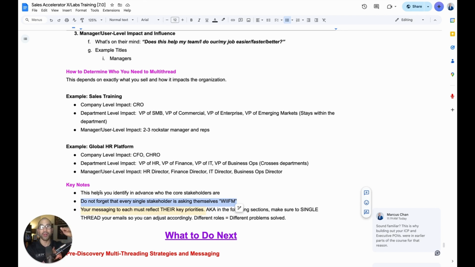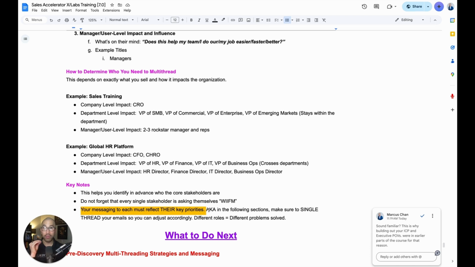At the department level, maybe it's going to be their customer retention rate. And at the company level, they're potentially looking at, hey, what's our net revenue retention? So they look at very different things because of what they're going after, which means your messaging must reflect that. I want to really hammer this point home: every message you write to people in your multi-thread has to reflect their key priorities, okay?